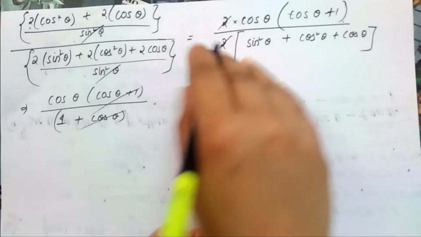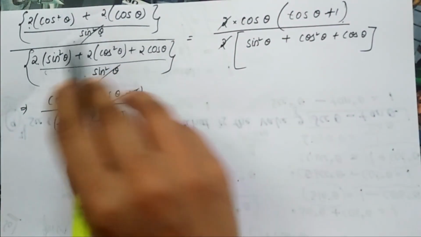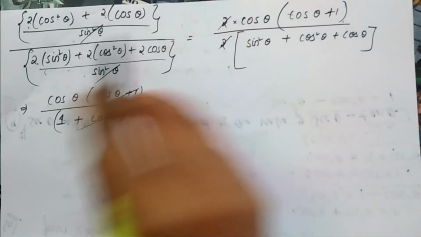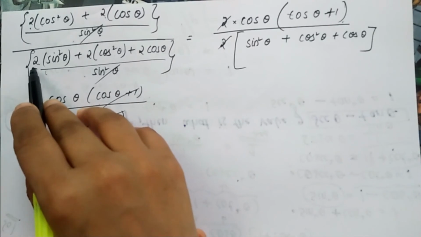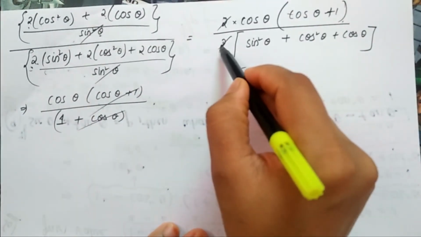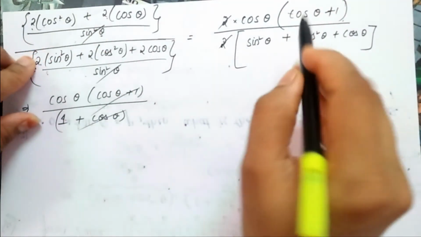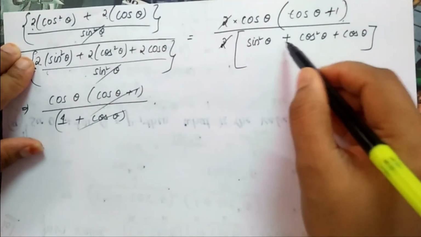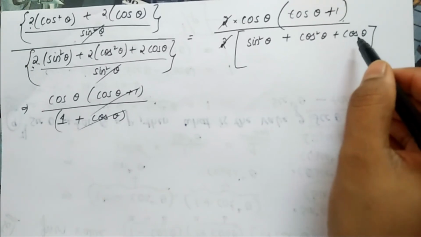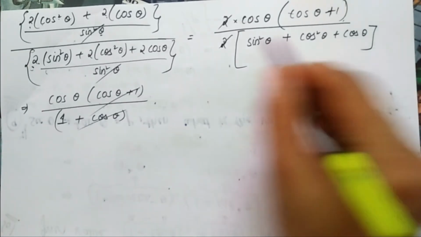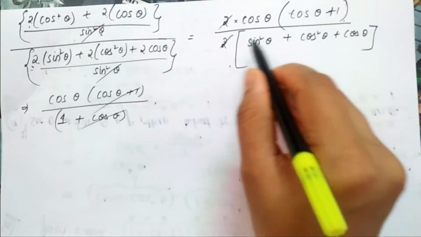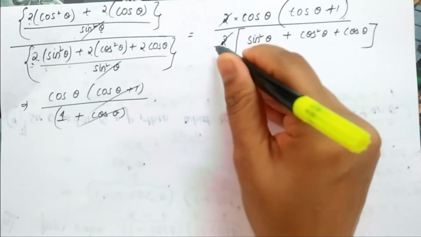We got this. Next, in the denominator, what is common in all these things? Directly we can't say 2 cos theta is common. What is common in all these things? Just 2 is common. Taking 2 as common from all these three and writing other values which cannot be taken as common: sin square theta plus cos square theta plus cos theta, right? Common means it should be common from all points of view. You can't just take these two commons and leave the sin square theta. So this 2 and 2 get cancelled.